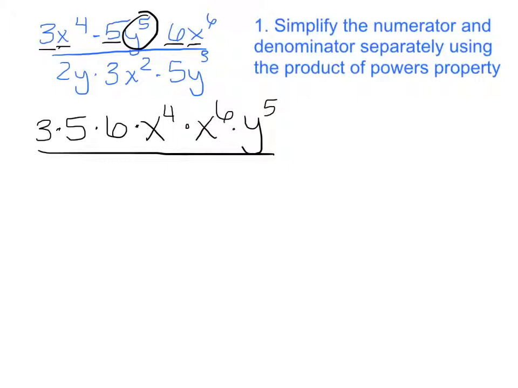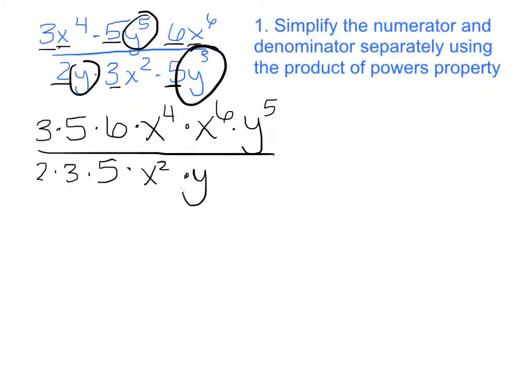Now let's take a look at my denominator. These are my numbers, so I'm going to put those first. So I have 3 times 2 times 5. And then I'm going to regroup my bases. So I have x to the 2nd, and then I have two sets of y variables. So I have y times y to the 3rd.